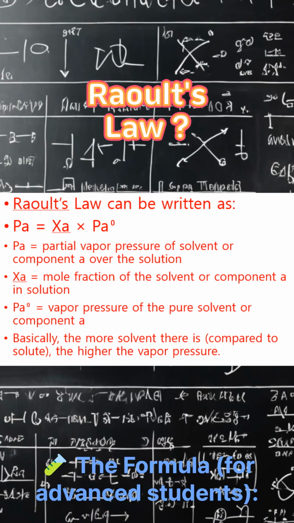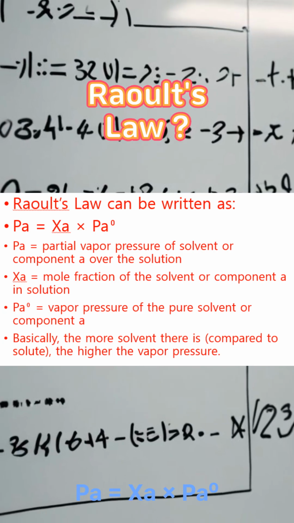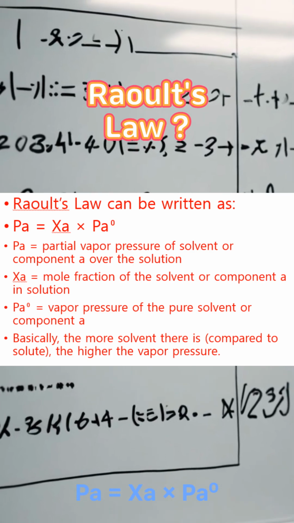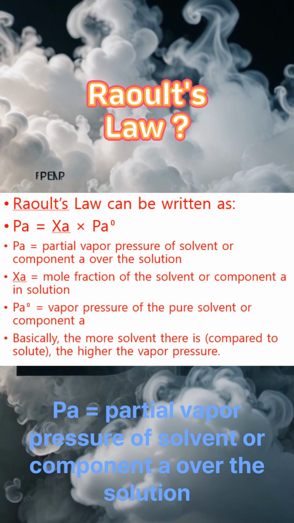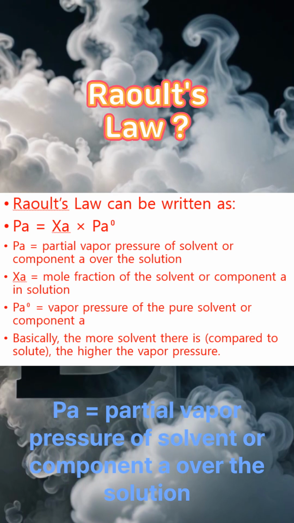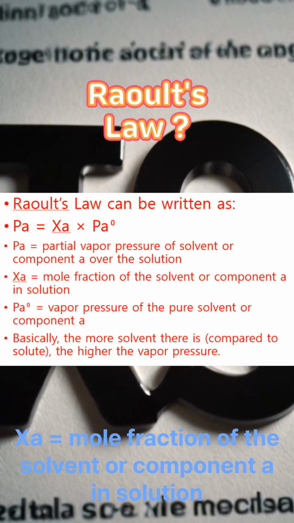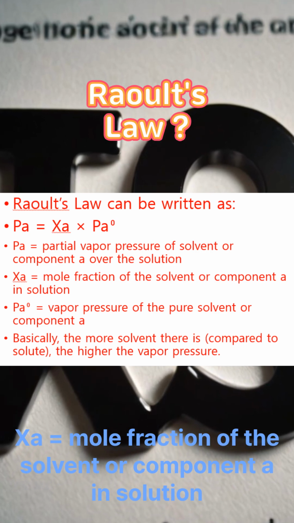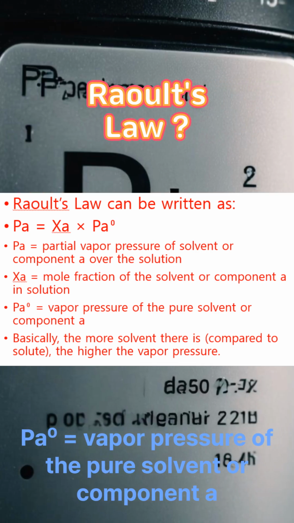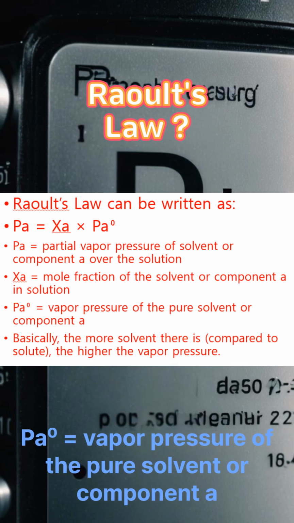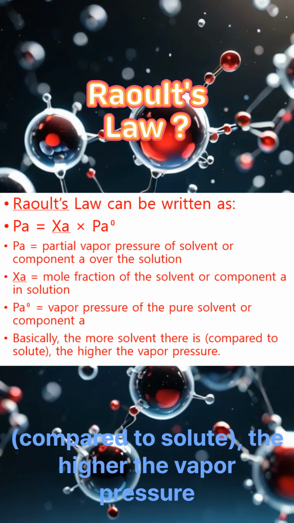The formula, for advanced students. Raoult's law can be written as P_A equals X_A times P_A naught, where P_A equals partial vapor pressure of solvent, or component, A, over the solution. X_A equals mole fraction of the solvent, or component, A, in solution. P_A naught equals vapor pressure of the pure solvent or component, A. Basically, the more solvent there is compared to solute, the higher the vapor pressure.